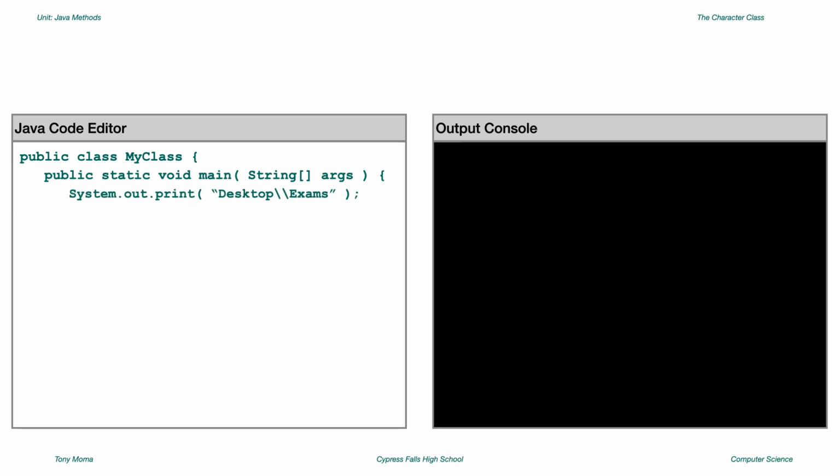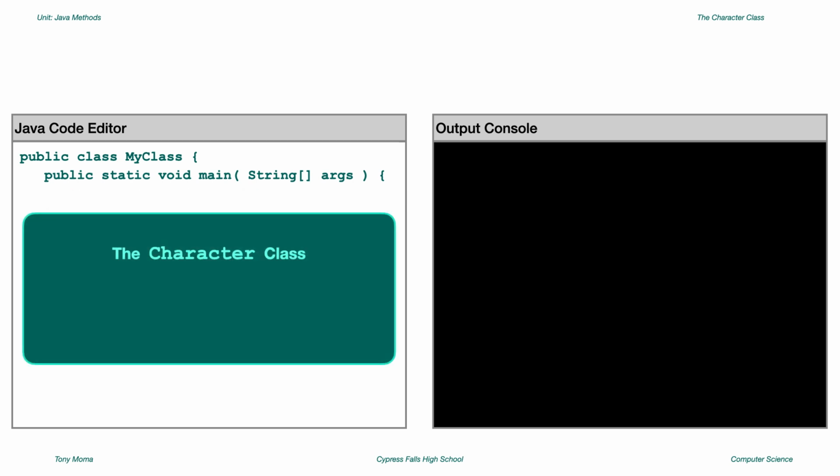Now, consider this line of code. Notice that forward slash appears in between the words desktop and exams. This is so that the forward slash will actually appear in our output. Thus, when we execute this program, desktop forward slash exams will get printed out.